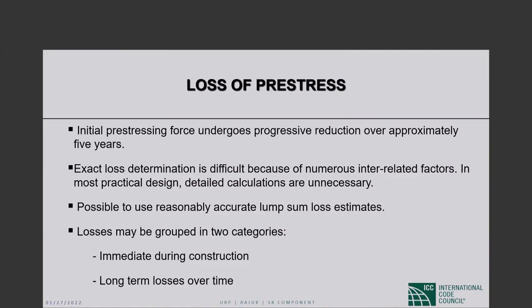Approximately 5 years. Studies have been done, and ACI has curves like that, which show that after 5 years, the losses kind of level out. And if you provide for that in effective pre-stressing, you should be in good shape.